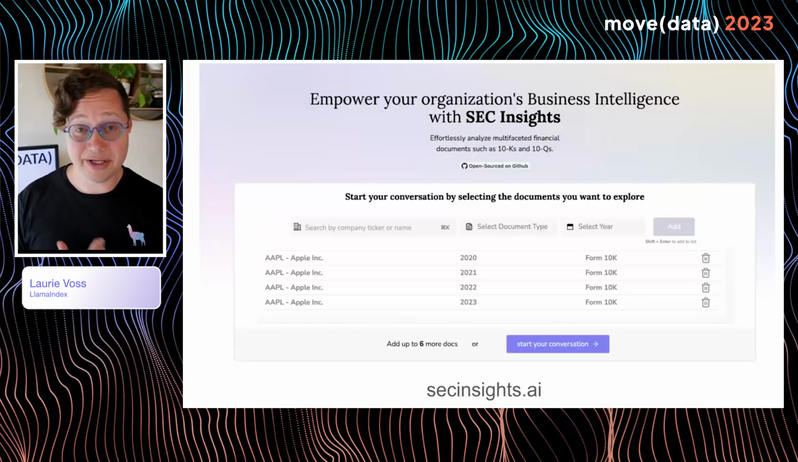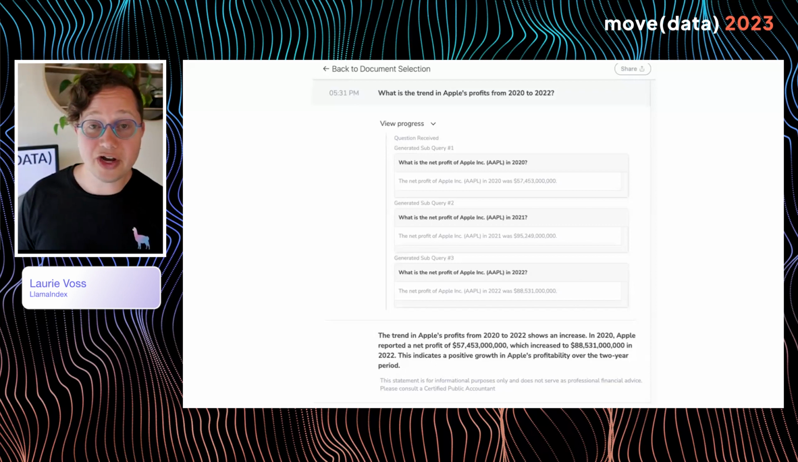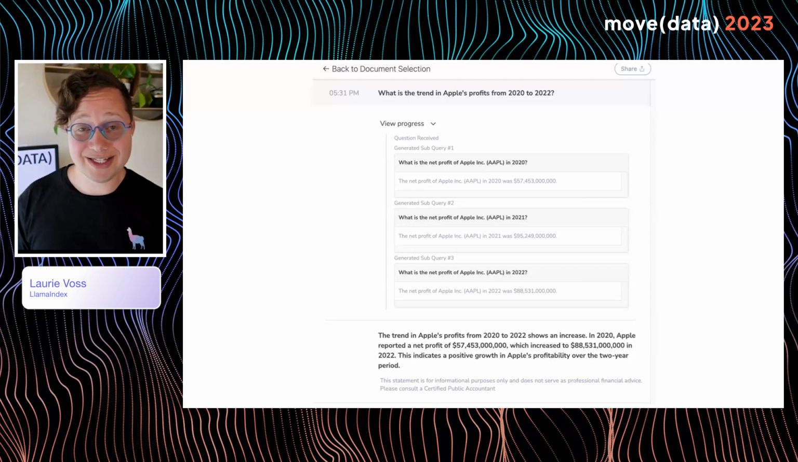What about a real example, an example that's actually useful and not just a toy? Here's secinsights.ai. You give it official company filings, and then you can ask it questions about those filings. In this case, I asked it about the trend in Apple's profits over 3 years, but I could also have got it to compare 2 companies. You can see it reading several documents and then synthesizing a single answer out of the facts that it has gathered and drawing conclusions. This is such a good example, this is such a good idea, that there's now a startup doing exactly this as their whole product, not just as a demo.